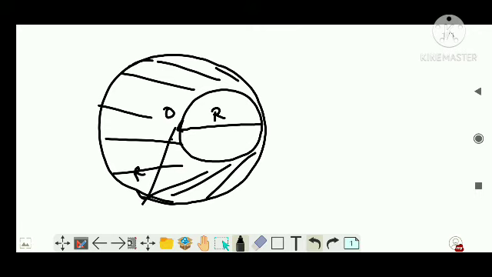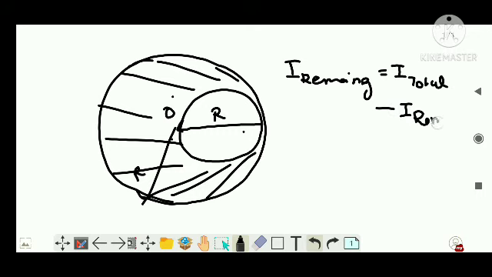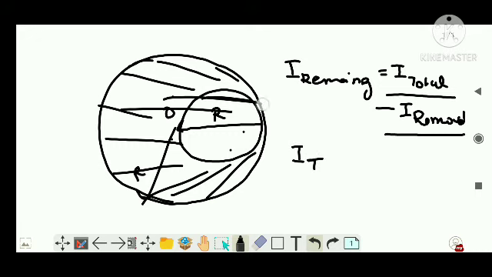Clear? So you know that the moment of inertia of the remaining portion is equal to the moment of inertia of the total portion minus the moment of inertia of the removed portion. So you first have to find the moment of inertia of the total disk, and then just subtract the moment of inertia of the removed section. Now, if this entire disk was present, what would it be? That is very easy.